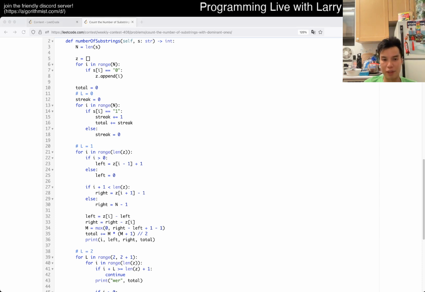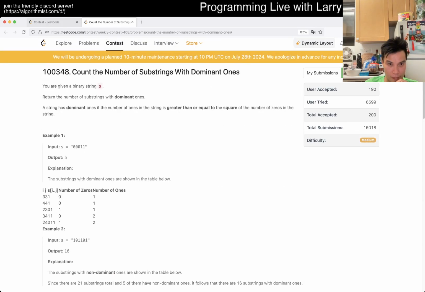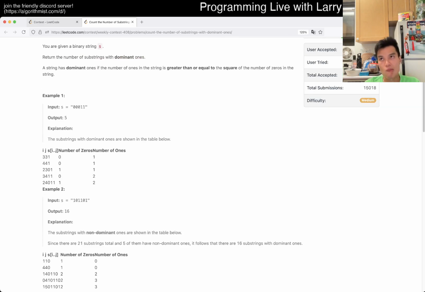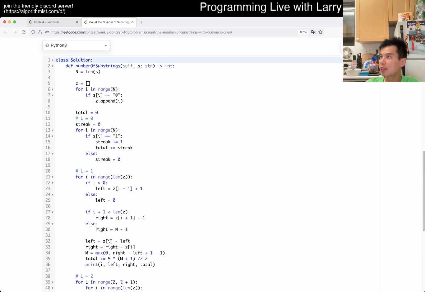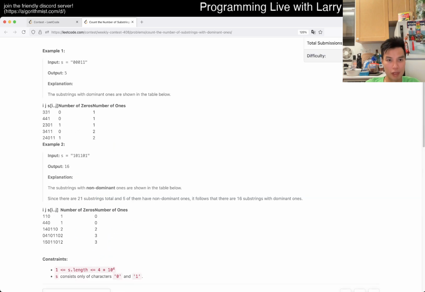I have about 25 minutes. I still kind of want to do it this way, but I don't know how. I don't know how to not double count.